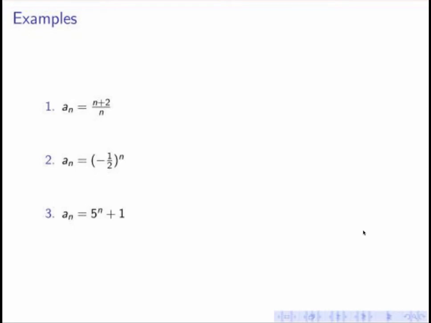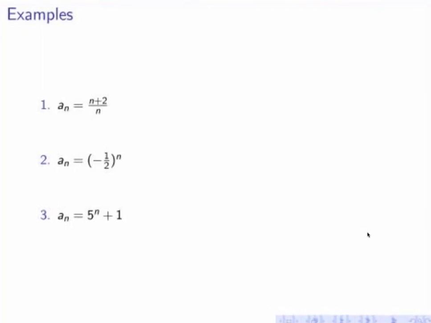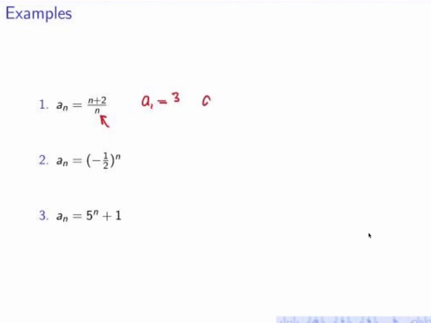So let's look at these three examples. I write an to be n plus 2 divided by n. Now, obviously here I cannot start with n is 0, otherwise I would divide by 0. So I start with a1. So a1 here is 1 plus 2 divided by 1, which is 3. a2, 2 plus 2 divided by 2 is 2. a3 is 5 divided by 3, which is then just 5/3. a4 is 6 divided by 4, which is 3/2, etc.